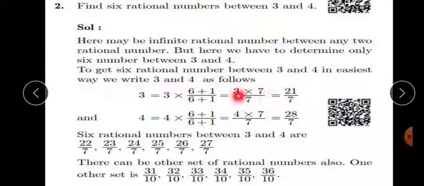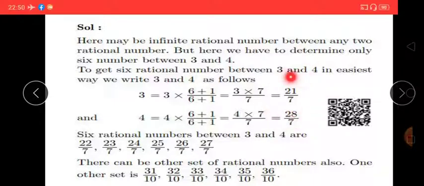So if you multiply 3 into 7, you will get 21 divided by 7. The same 7 by 7 will multiply with this 4 also. So 4 into 7 by 7 gives you 28 by 7. It means we are making a common denominator. As you can see here, we have 7 and here also we have 7. Now it is very easy to determine 6 numbers between these two numbers.